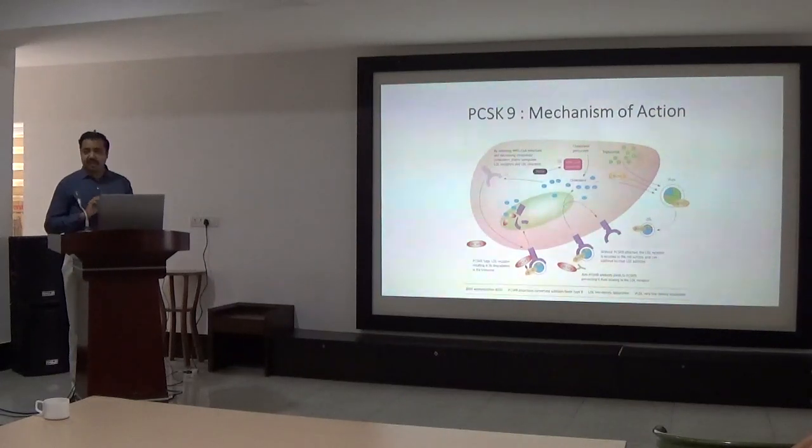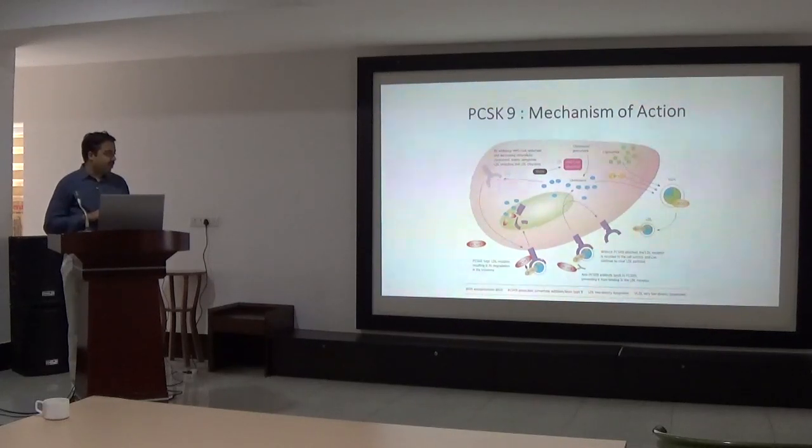And this is the PCSK9 mechanism. What is PCSK9? PCSK9 is a protein which binds with the LDL receptor. This LDL receptor with PCSK9 in turn binds with LDL, the extra amount of LDL in the blood. This whole complex is internalized and degraded.